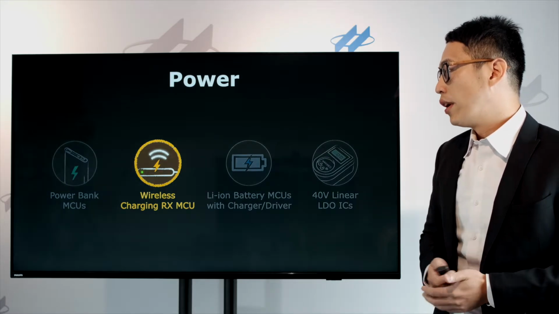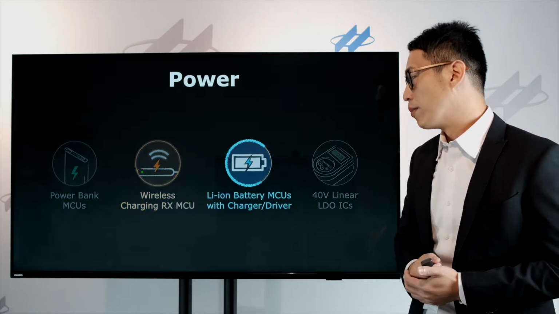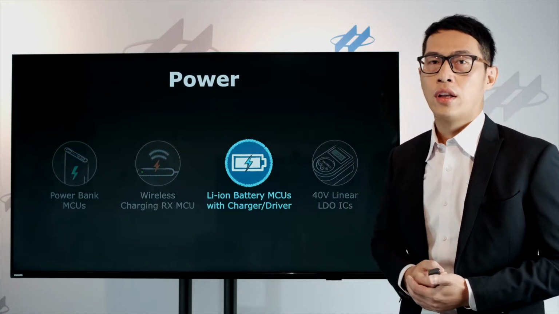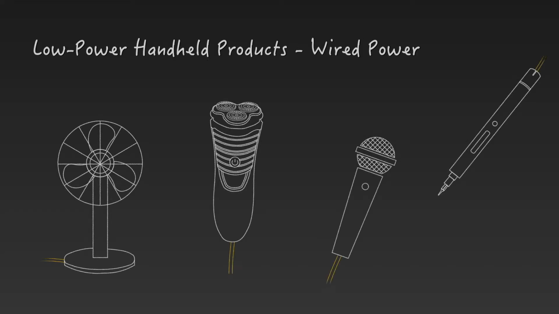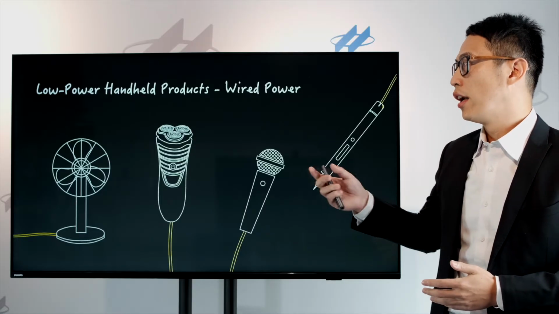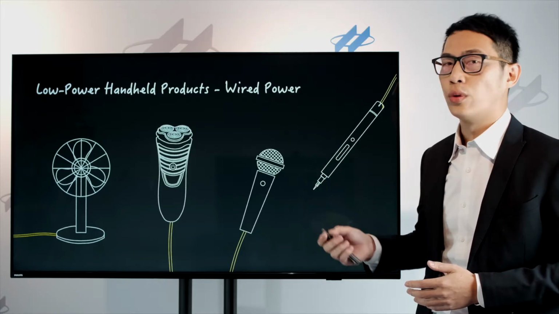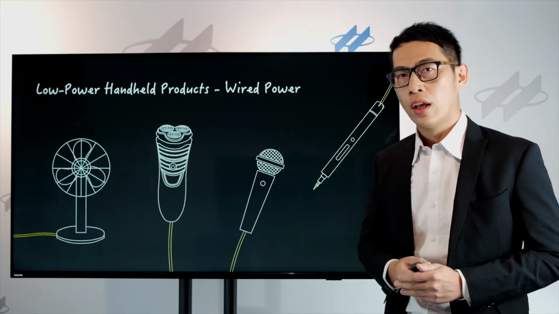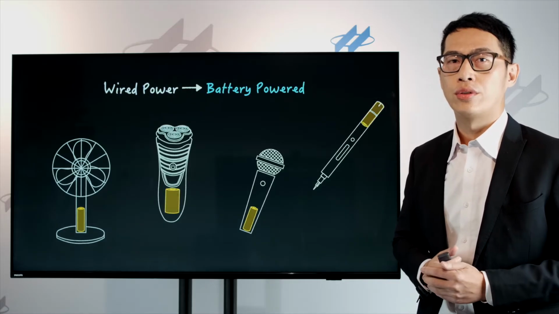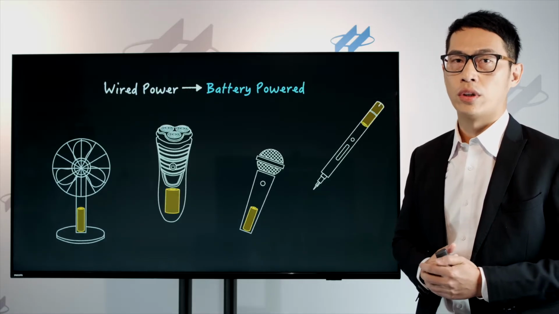The third one is lithium battery microcontroller with charger and the driver. And the low power handheld products, the quantity is more than 1 kbps in the world. And in conventional solutions, handheld products usually come with a wire like this, because the battery technology and the price are not good enough.